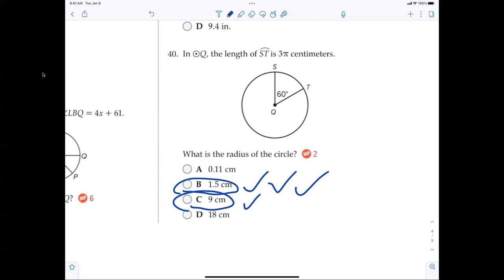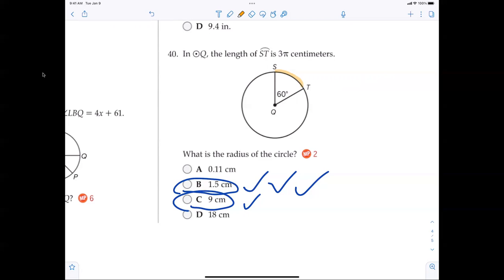I think this has nothing to do with the formula, and it has everything to do with what? Logic. Everything to do with logic. Now I think everybody should be able to look at that and say, obviously, this is the answer. It should be obvious. So please tell me from S to T is how much? 3 pi. Is that all the way around the circle? No. So you should be able to tell me, obviously, all the way around the circle is how much? 18 pi. Everybody should be able to do that.